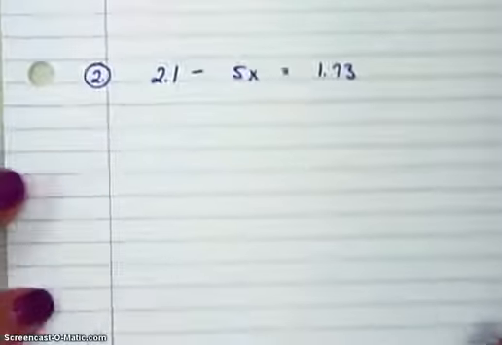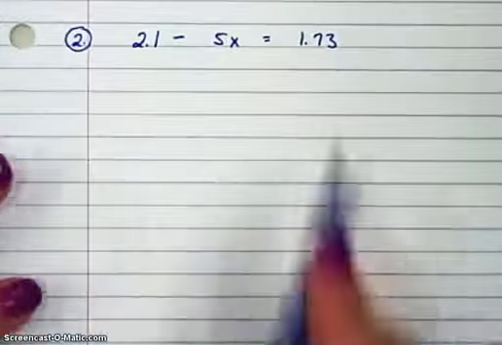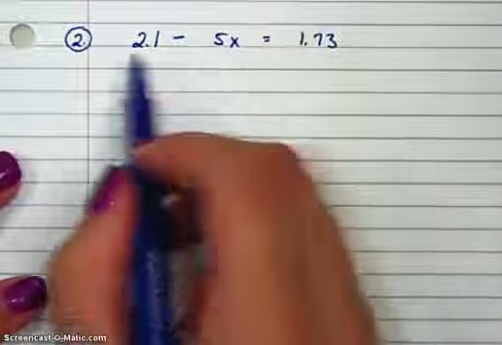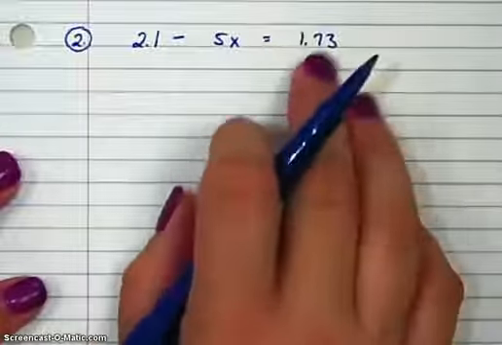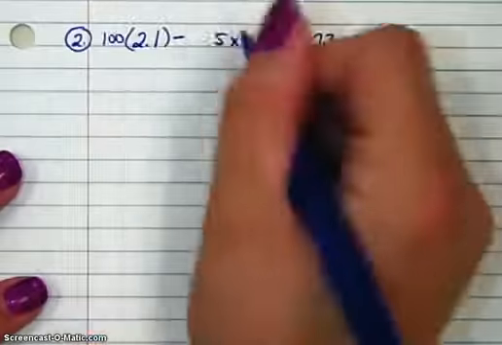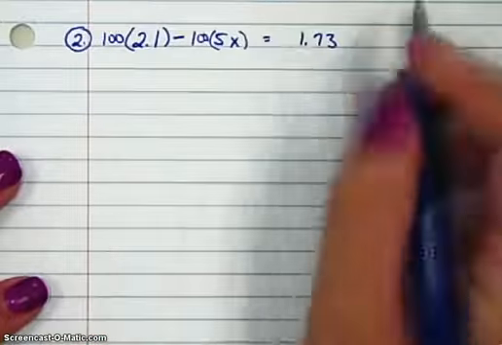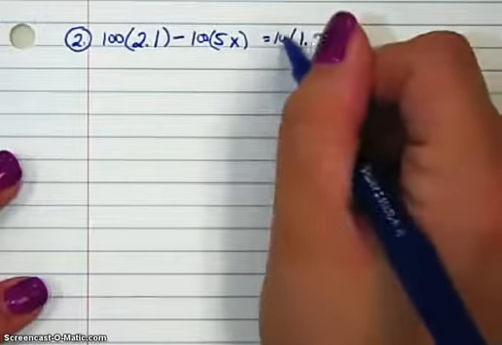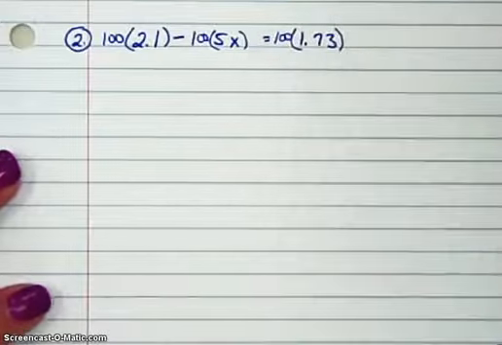So number 2, notice this one is a little different because this is tenths and this is hundredths. If I multiplied everything by 10, I would still have a decimal. So instead, I'm going to multiply everything by 100 because this is hundredths, and the only way to get rid of all those decimal places is to multiply by 100.